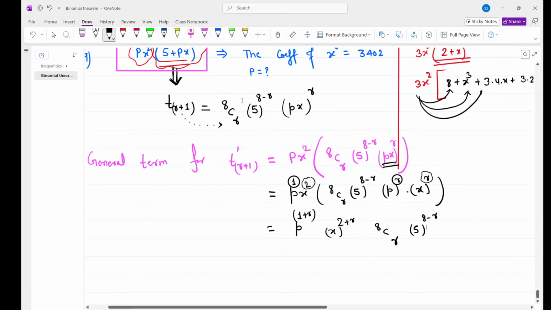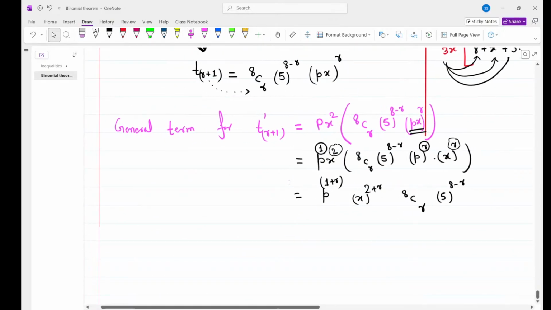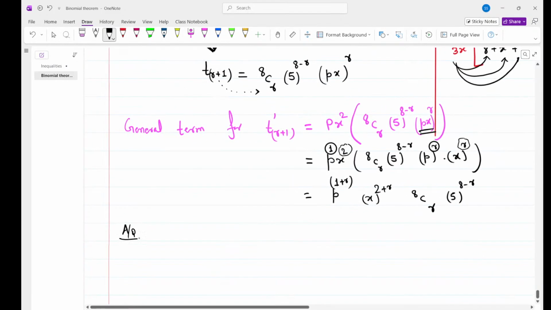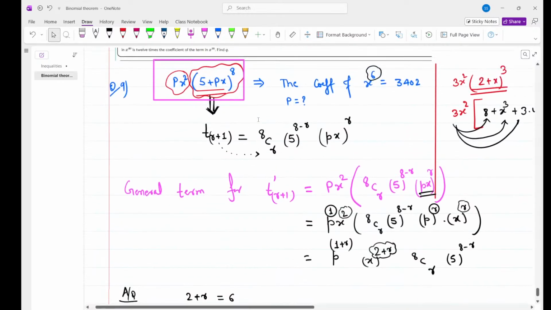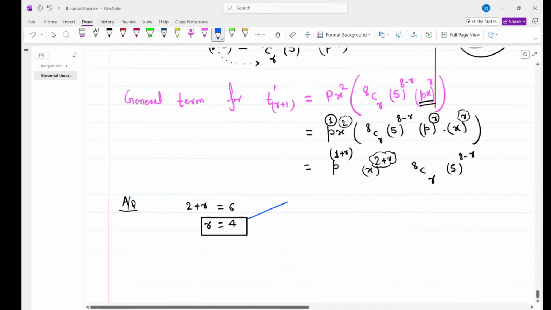And now we are looking for that term whose x power is 6, isn't it? So according to the question, we are looking for that term whose x power is 6. So we can equate this 2 plus r is equal to 6. So from here you will get r equals 4, right? So if you substitute this r as 4 in this expression, you will have the x power as 6, which we are looking for. Now, the coefficient. When you substitute this r value 4, this x term becomes x raised to power 6. We are not interested in the x term.